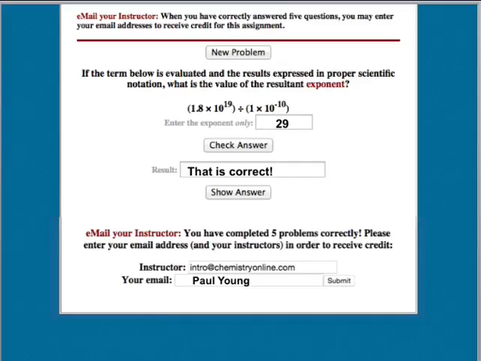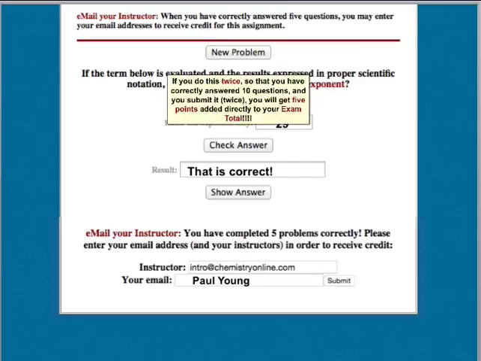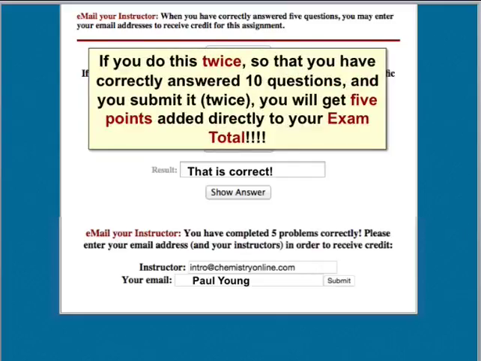Now, when you do this, it shows up in a special little mailbox on my computer, and it tells me that you have completed this particular tutorial. You got 5 right. So like I said on Monday, here's the deal. Do that twice. You have to work 10 problems and get them right. When you do that and submit it twice, I'll have your name twice there, won't I? You will get 5 points added directly to your exam total.